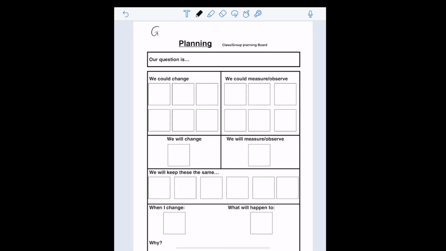So sticking with the theme of Goldilocks and the Three Bears, I was reading this with my son last night, and his major focus was, of course, the porridge. So I'm using this planning board to construct a question and an investigation into what makes the perfect porridge.